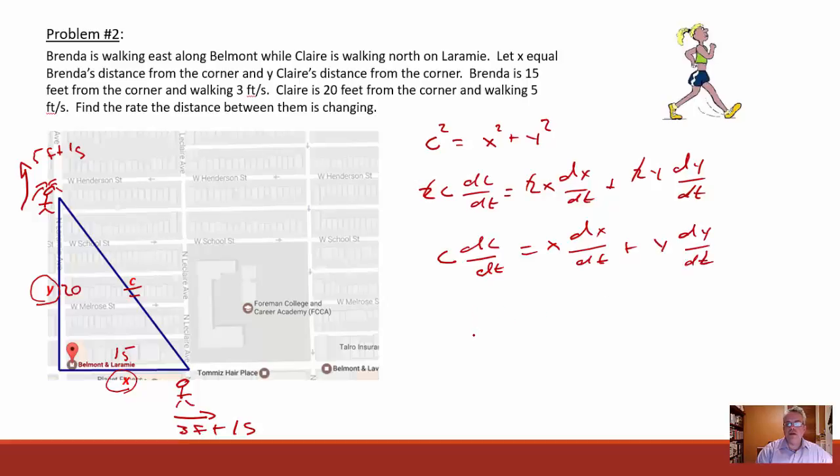Well, time to start plugging in things we know. First, we need c. Well, we've got to use the Pythagorean theorem to find c. 15 squared plus 20 squared is c squared.